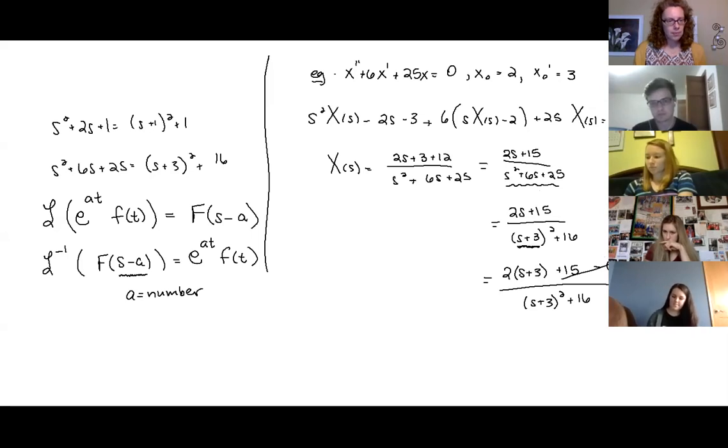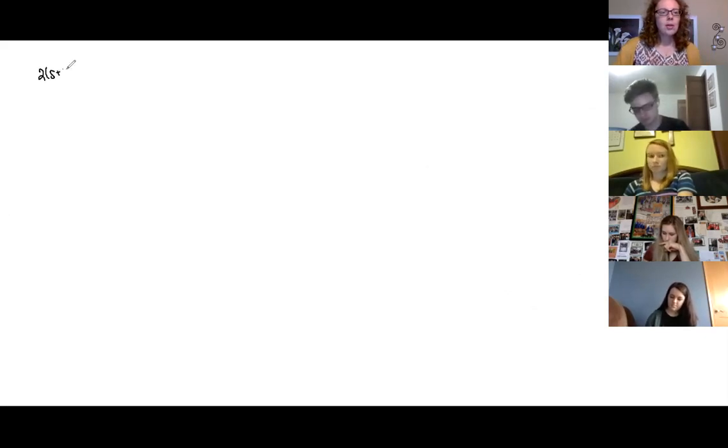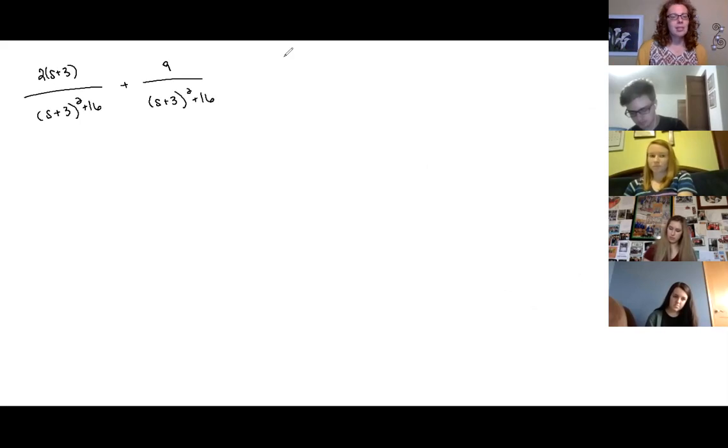Okay, so far so good. All right, ready for an inverse transform here. Let's split this into 2 pieces, which is kind of what we were doing yesterday, and find the inverse transform of both. So we've got 2 times s plus 3 over s plus 3 quantity squared plus 16, plus 9 over s plus 3 quantity squared plus 16.